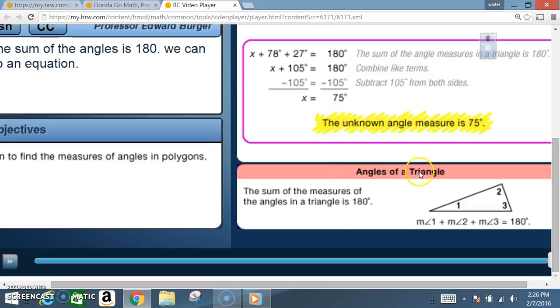All right, let's get this in our notes. Angles of a triangle. The sum of the measures of the angles in a triangle is 180 degrees. So they're telling us angle 1, angle 2, and angle 3. If we were to add them and write it algebraically, M stands for measure. So the measure of angle 1 plus the measure of angle 2 plus the measure of angle 3 must equal 180 degrees.